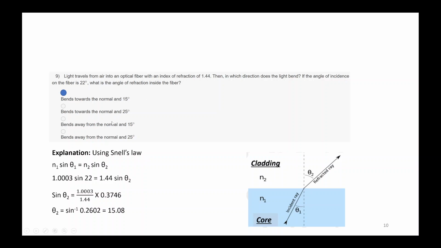So the refractive index of air, you know that it's 1.003, and the angle in air is 22, then N2 will be 1.44 and theta 2 you have to find. So simply you can get it will be 15.08, and by using this you can say that it will be bending towards the normal, at 15 degrees.